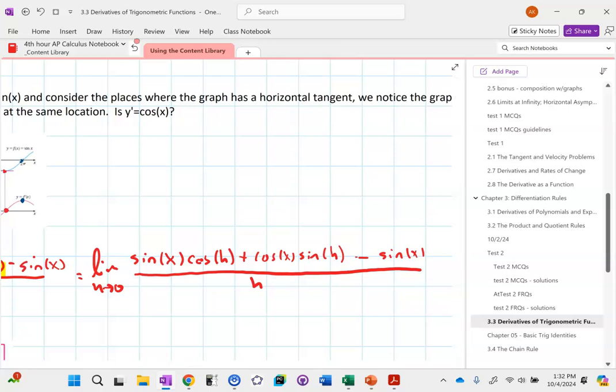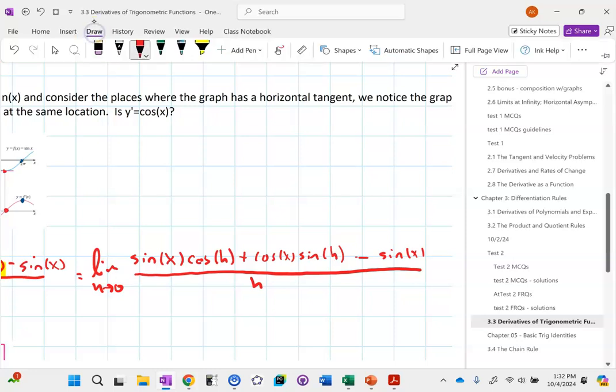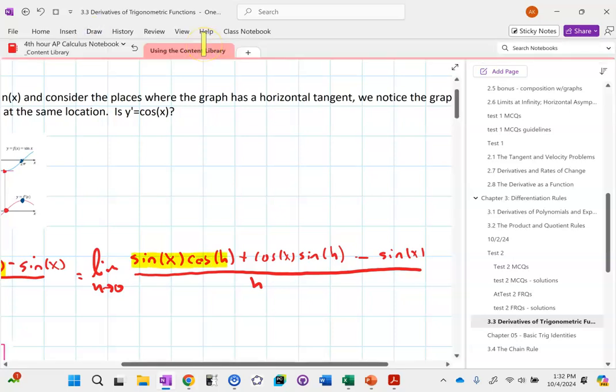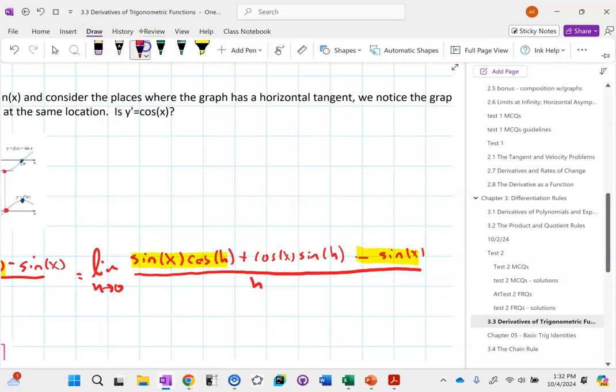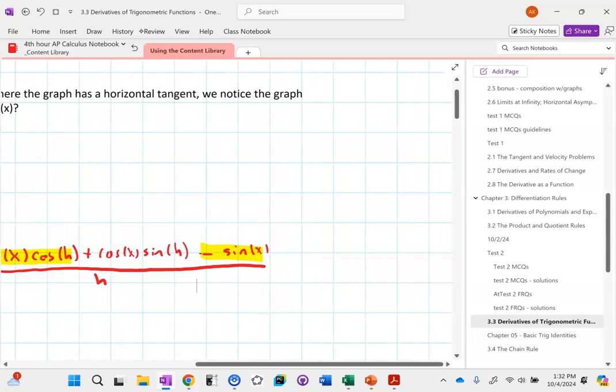All right. So what I want to do is I want to group these two terms together because they both have sine x's in them. Everybody's okay there? And that'll allow me to factor that sine x out.